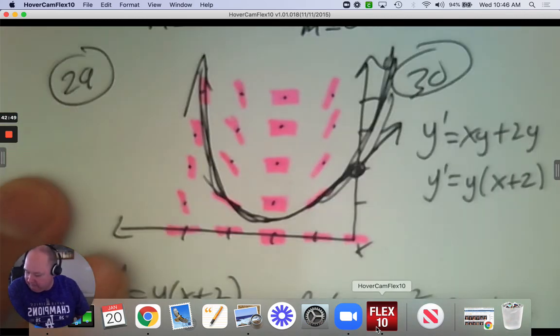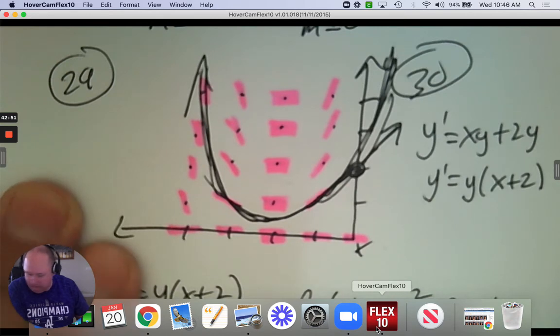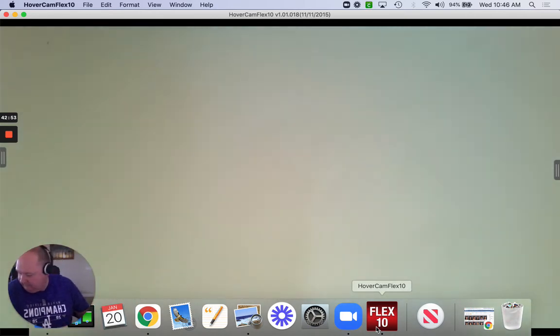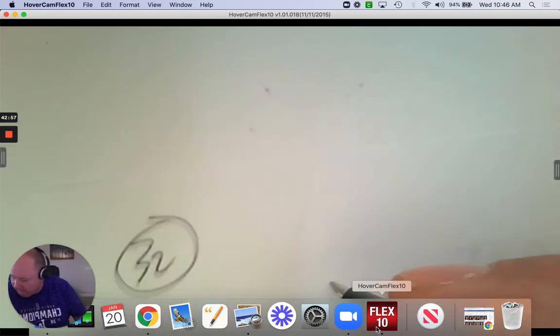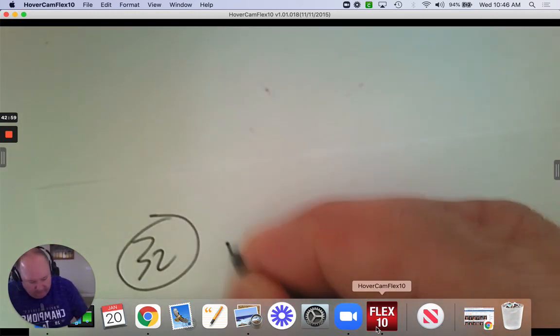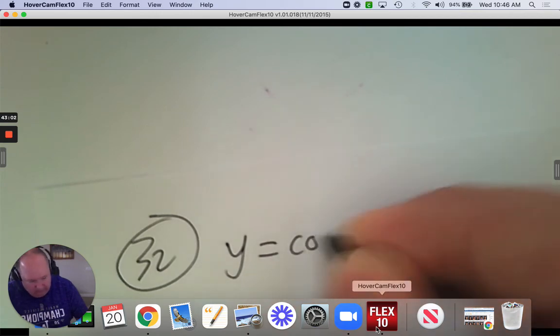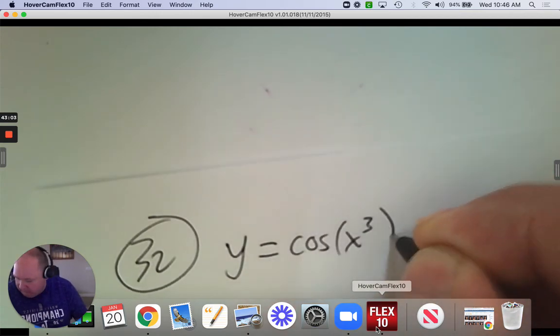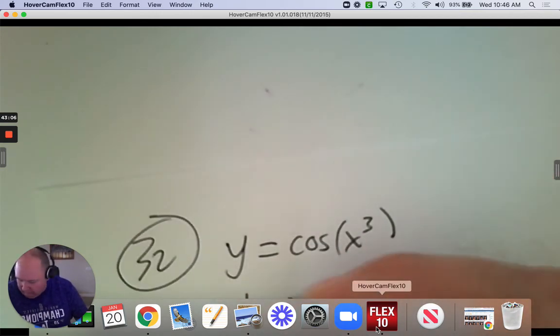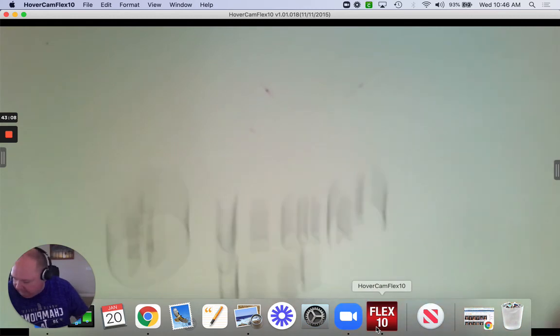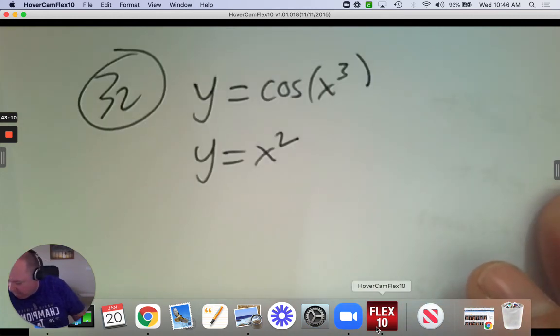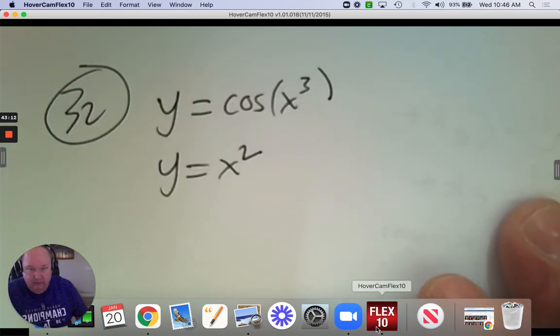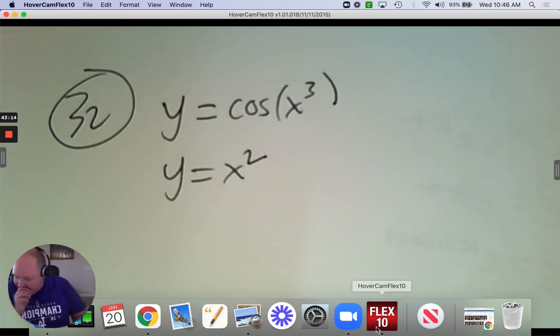All right, last one. We have 32 and 33. So we're going to use our calculator here. We have the graph y equals cosine x cubed, and then y equals x squared, and then set up an evaluate integral that leaves it. Show the equation to find the limits of integration, and compare it to your graph from there.